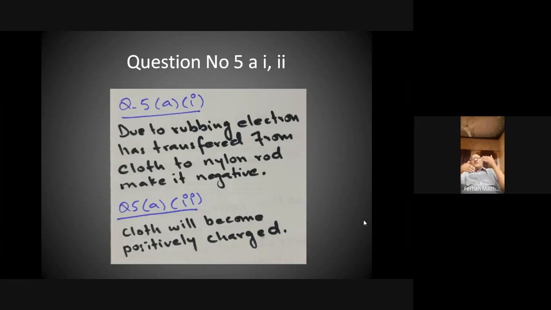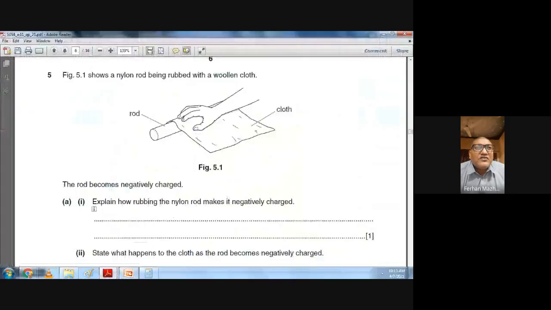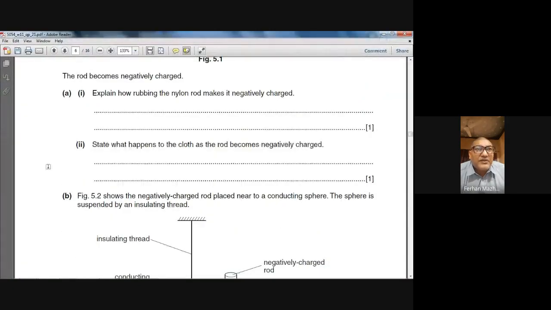So if the electrons from the cloth have gone to the nylon rod, the cloth has a deficiency of electrons, so the cloth will become positive. The cloth will become positively charged. So let's check the next question also, and then you see the first part and second part.